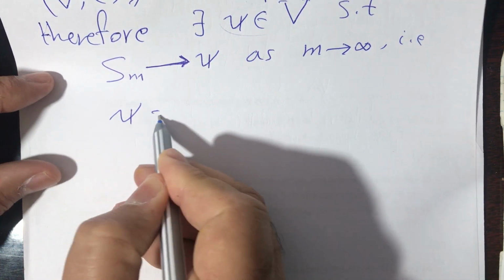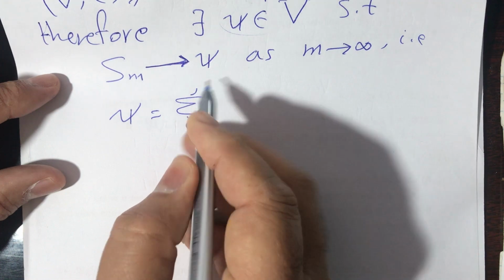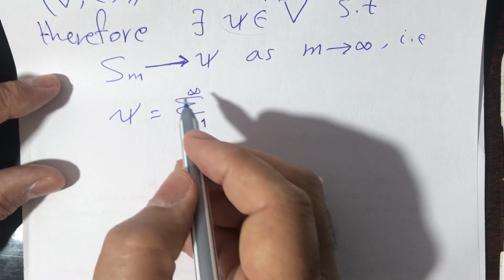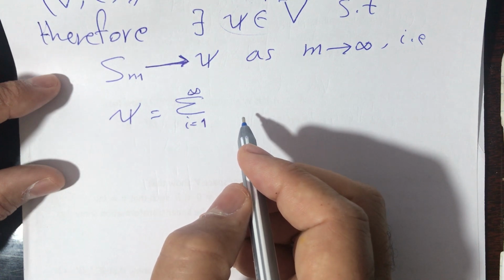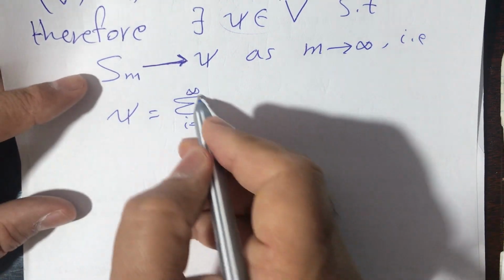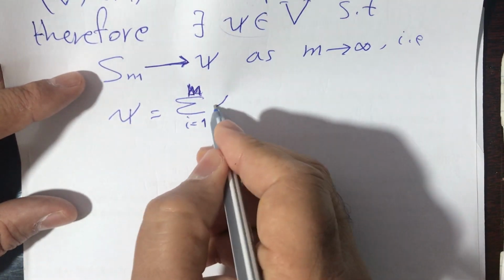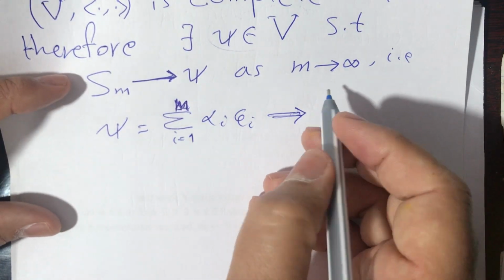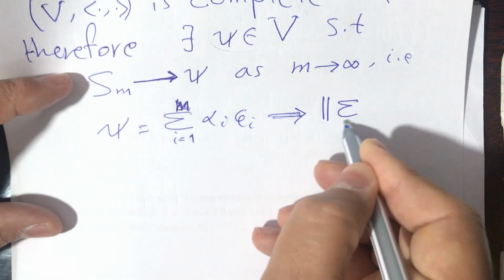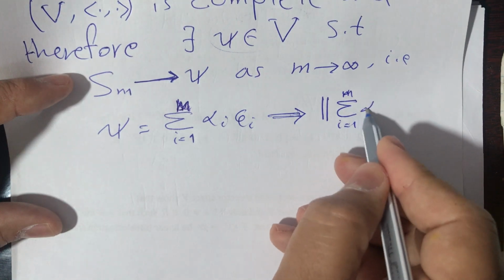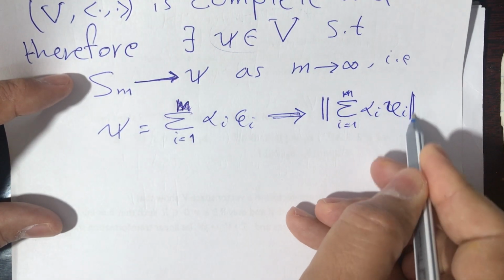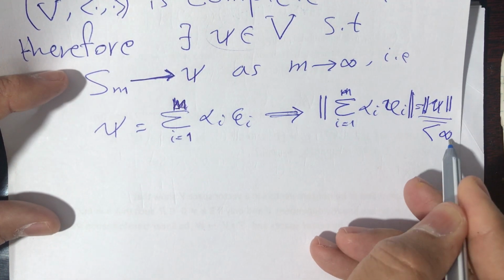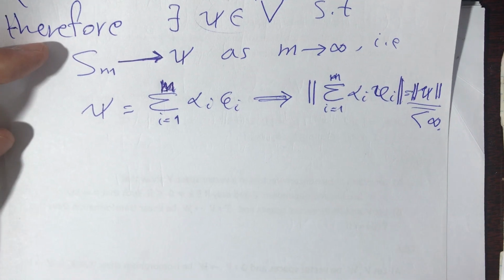That means psi is equal to the summation I from 1 to infinity of alpha I phi I. This implies the norm of the summation I from 1 to m of alpha I phi I is equal to the norm of psi, and this is less than infinity.